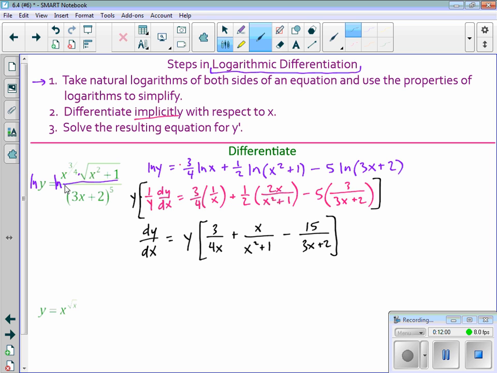Okay, y is equal to this here. So you put that into the y spot. And that's your last step. So solve the resulting equation for y prime. And then just remember, you might want to make yourself a note to plug the y value, or plug the equation for y back in. So questions at all?